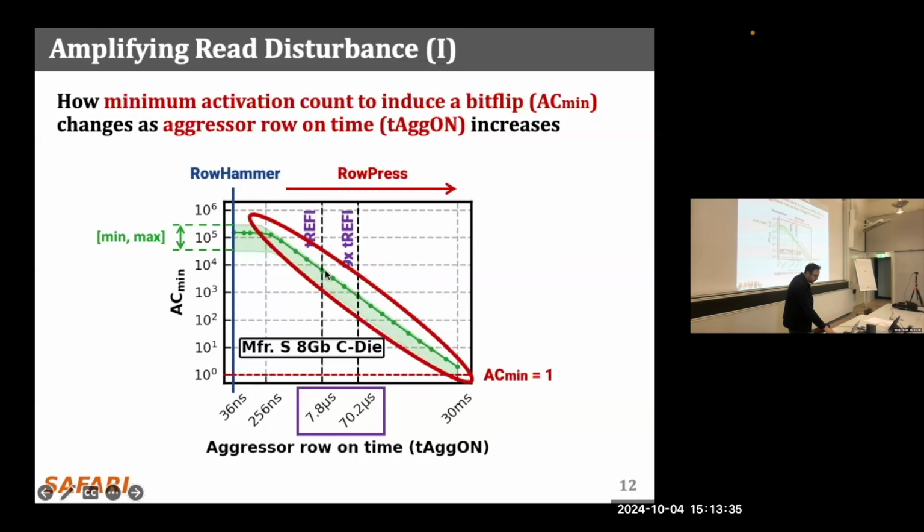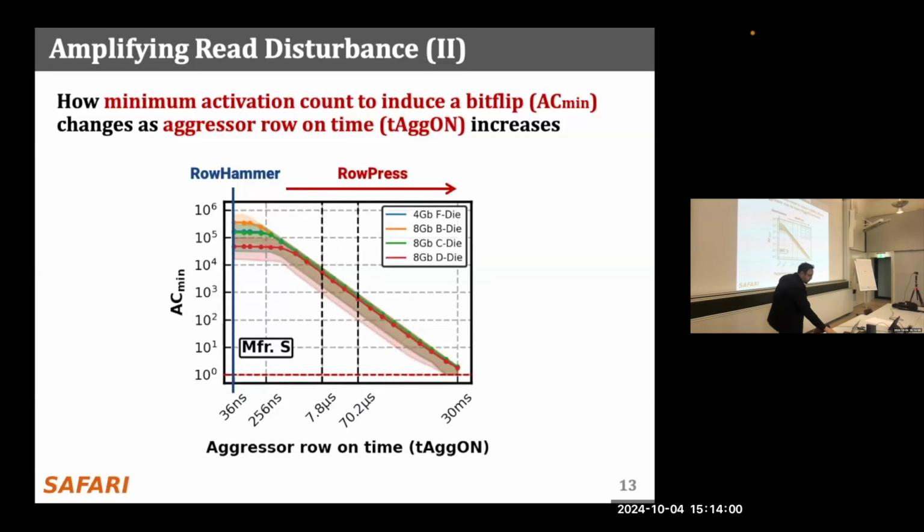I already talked about this. And please pay attention to the slope. The y-axis is a logarithmic scale, right? So between every tick, we go down by an order of magnitude.